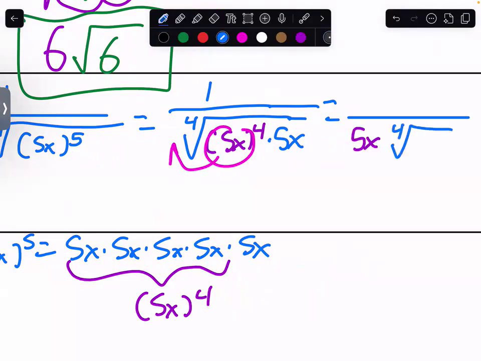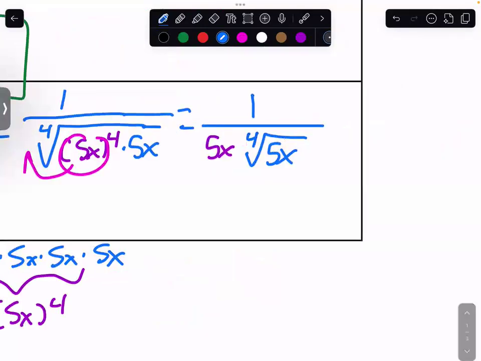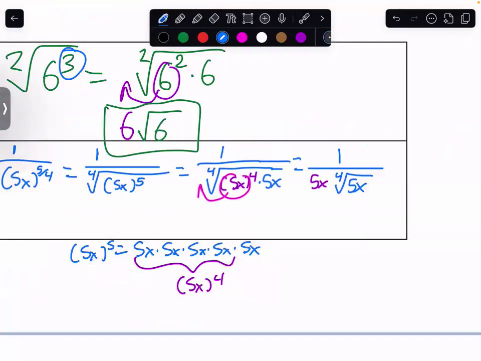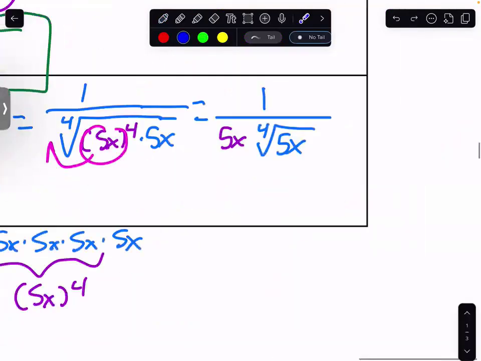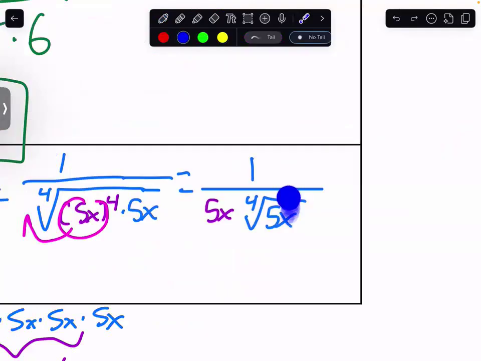Okay, you still have a leftover 5x here. Okay, so now we cannot stop here though, even though we now have it as a radical and we've taken as much as we can from the inside out. The other rule is that you do not leave radicals in the denominator of a fraction. Okay, so how can we get rid of this denominator?